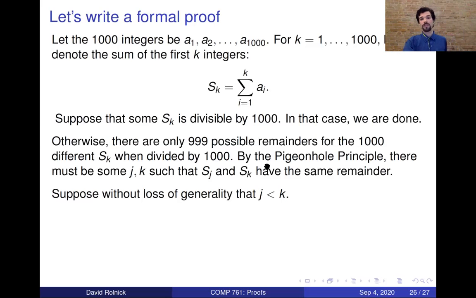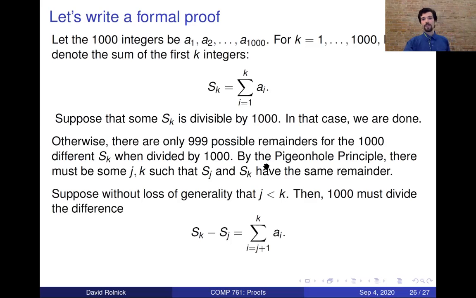So suppose without loss of generality, then 1,000 is going to have to divide the difference between them because they have the same remainder. But this difference can just be written as this sum from a sub j plus one all the way up to a sub k. That's why I was assuming j is less than k, so I could write it like this. Otherwise this would have to be negative and weird.